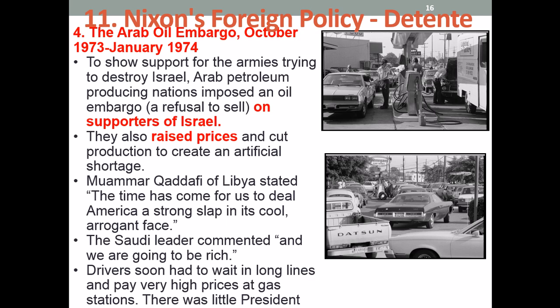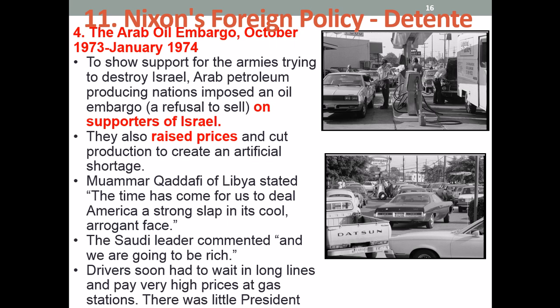So I'm going to give you an example of how the Arab world is starting to look to the United States and go, hey, bad guys. Muammar Gaddafi, he was the leader of Libya, a North African state who had remained in power in Libya for like 30 years. He stated, quote, "The time has come for us to deal America a strong slap in its cool, arrogant face." Saudi Arabian leaders commented, "And we're going to be rich." Right? So we start to see that the United States is starting to get a reputation of being the bad guy here in the Arab world.